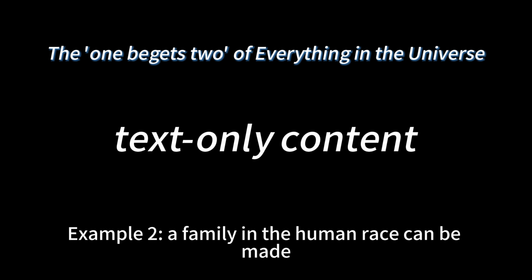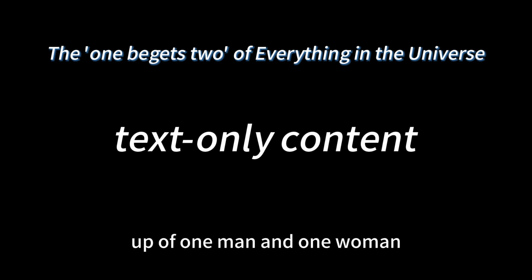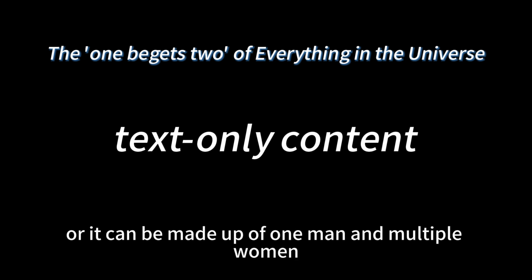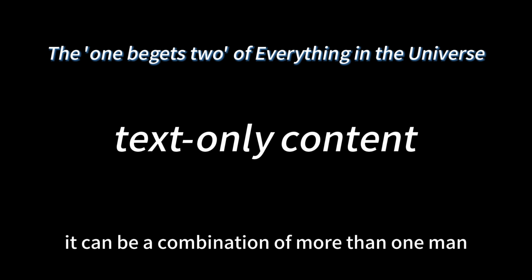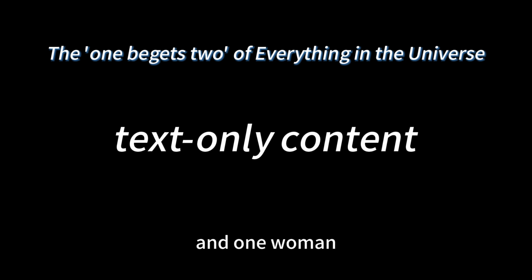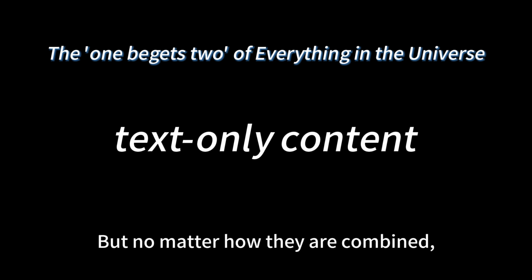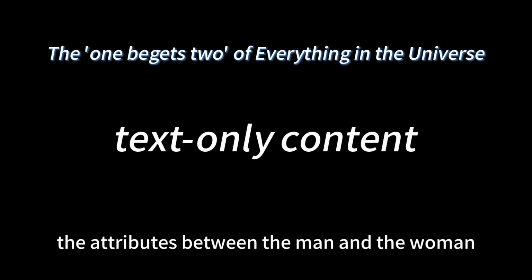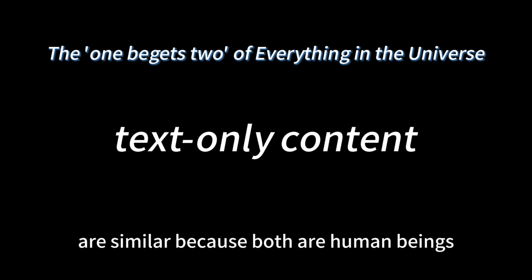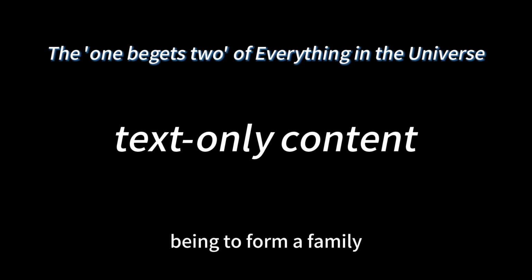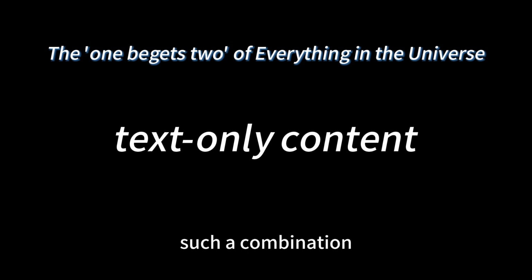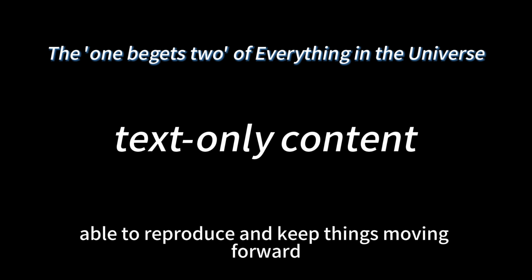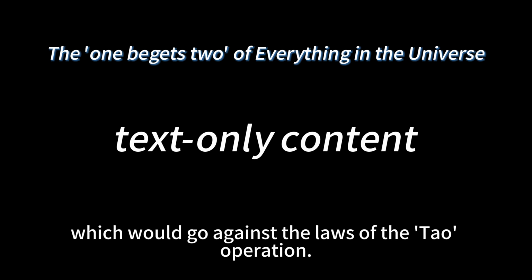Example 2. A family in the human race can be made up of 1 man and 1 woman, or it can be made up of 1 man and multiple women. Of course, in rare cases, it can be a combination of more than 1 man and 1 woman. But no matter how they are combined, the attributes between the man and the woman are similar because both are human beings. And it is impossible for a human being to form a family with livestock whose attributes are completely different. This is because such a combination would not be able to reproduce and keep things moving forward, which would go against the laws of the Tao operation.